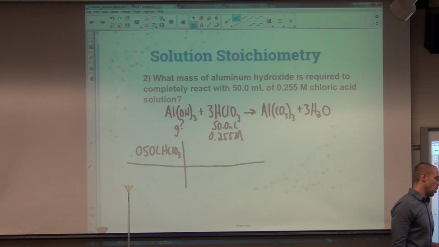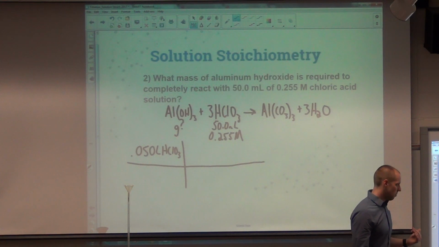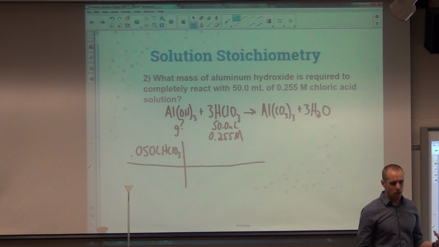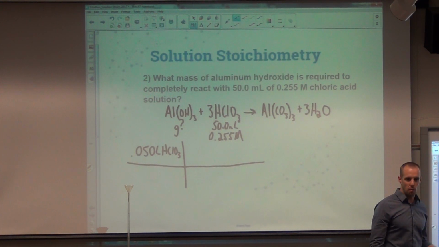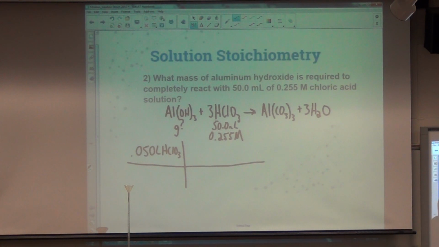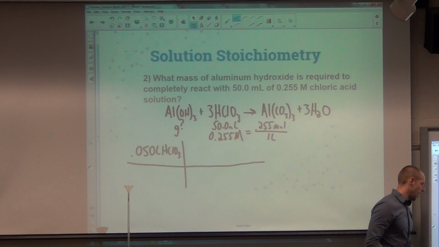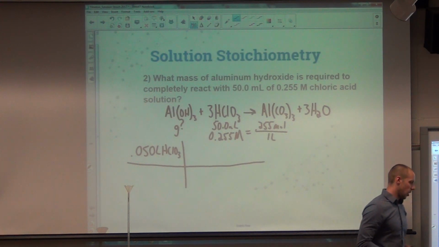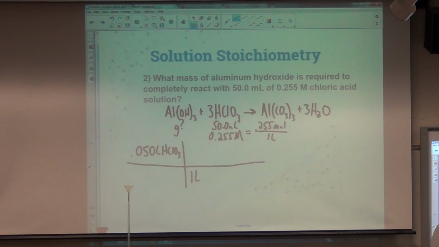Okay, what's the conversion? The rest of the stuff we have here is 0.255, that big M. Okay, so what does that mean again? Well, remember that means that we have 0.255 moles dissolved in 1 liter of our solution. Okay, so here we're at liters of HClO3. We're going to write 1 liter HClO3 down here, and how many moles are in that 1 liter? 0.255. Comes right from the problem.